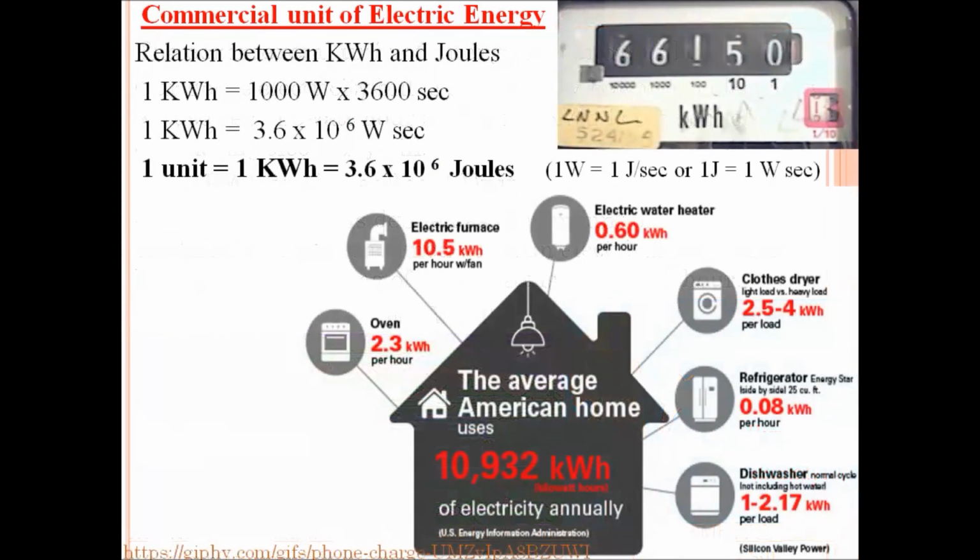Relation between kilowatt hour and joule. If we convert 1 kilowatt into watt and 1 hour into seconds, then we get 1 kilowatt hour equals 3.6 into 10 to the power 6 joules.